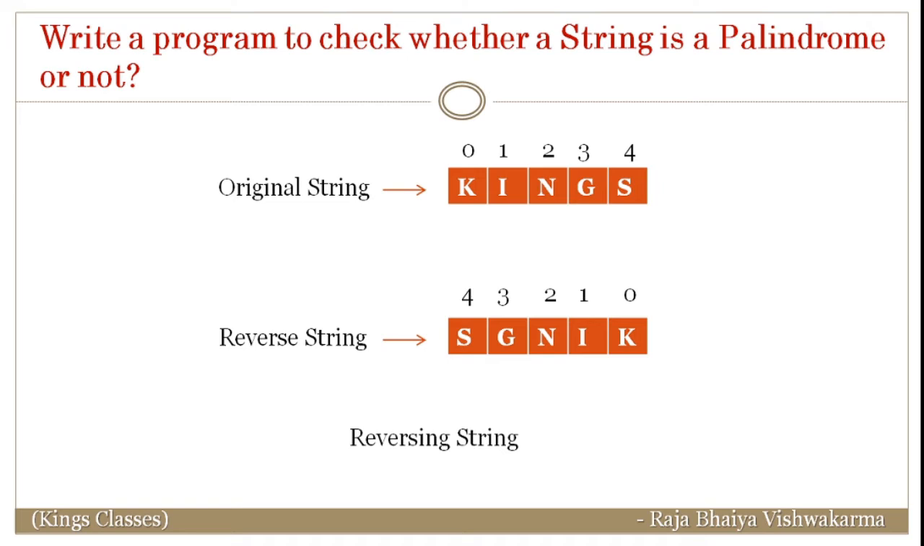Kings is basically not a palindrome string. As you can see, the original string and reverse string are not the same, but this is just to let you know how we are going to reverse the string. Basically, we will be iterating over the string characters in reverse direction and converting it into the reverse string. So let's write the code.